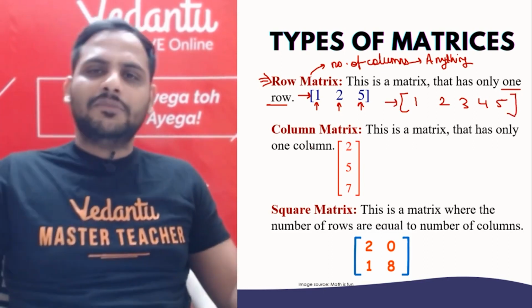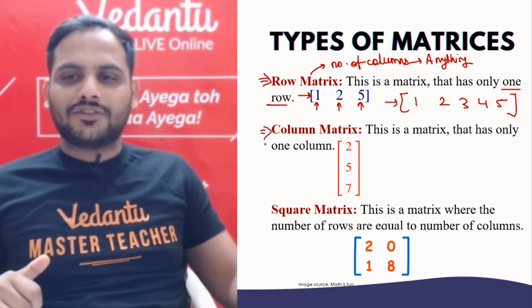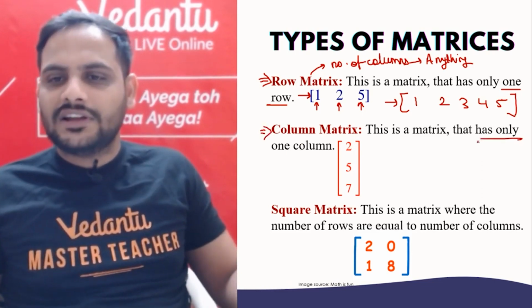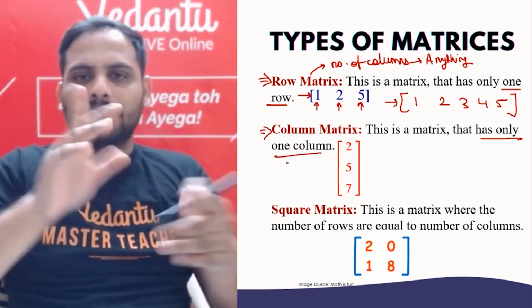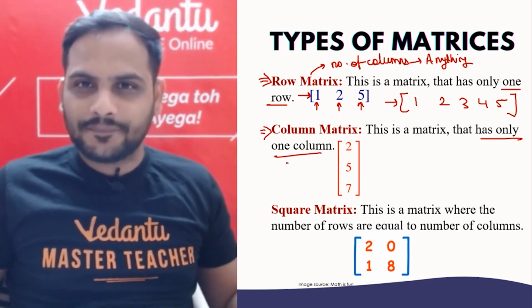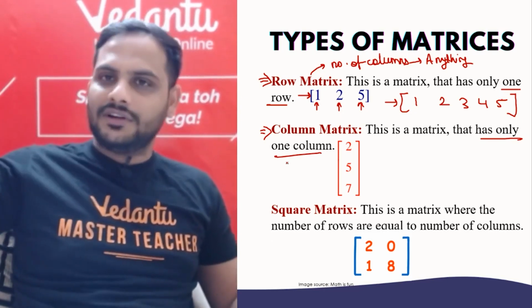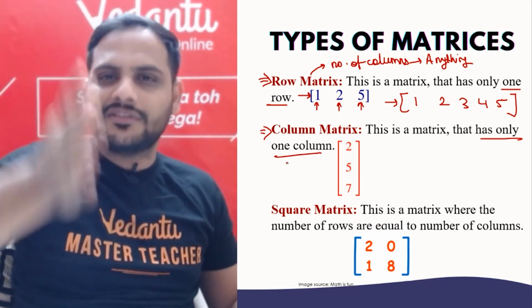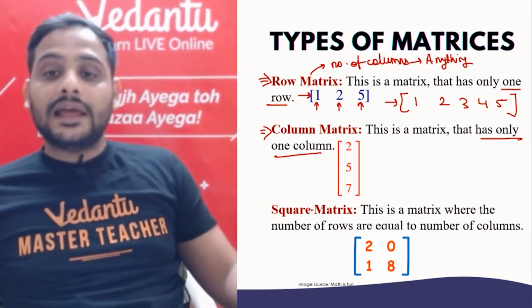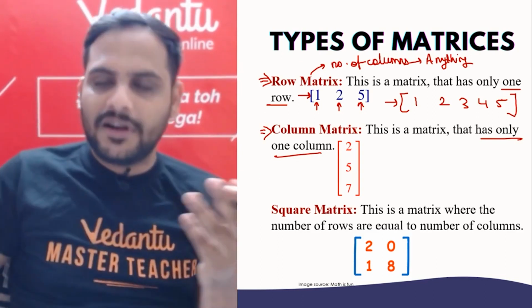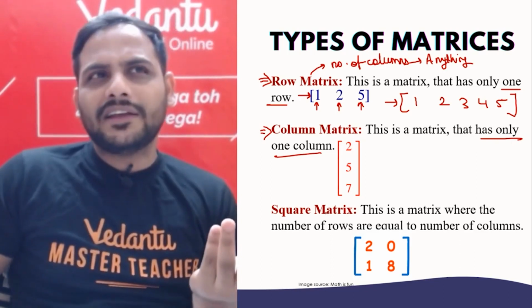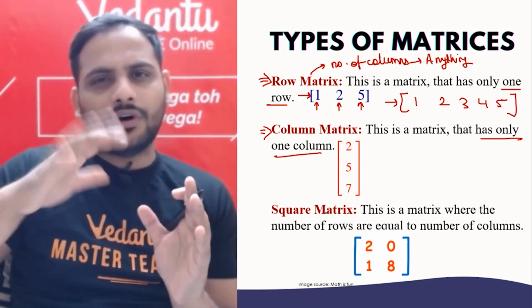Same way, same logic. What will be a column matrix, guys? So column matrix will be only 1 column. Okay? So 1 column, number of rows can be anything. Alright. So row matrix is a horizontal matrix. Column matrix is a vertical matrix. Right? Then comes square matrix. What is square matrix? Use your brain. Square matrix, square. What is a square? Length and breadth, all sides are equal.